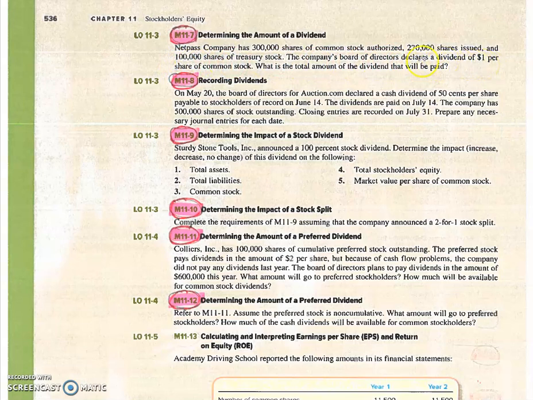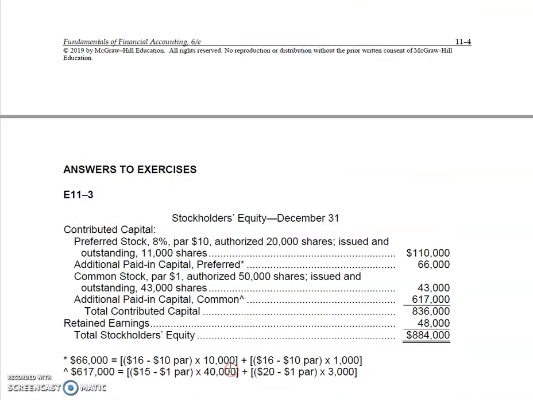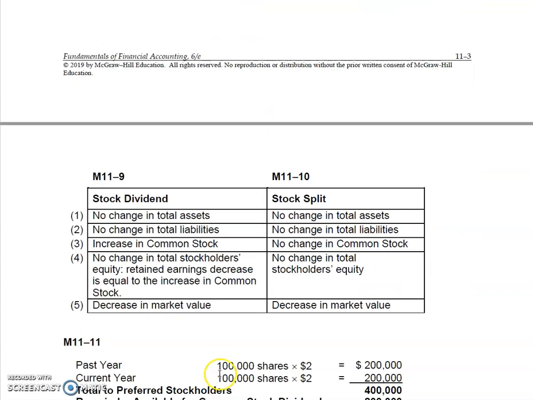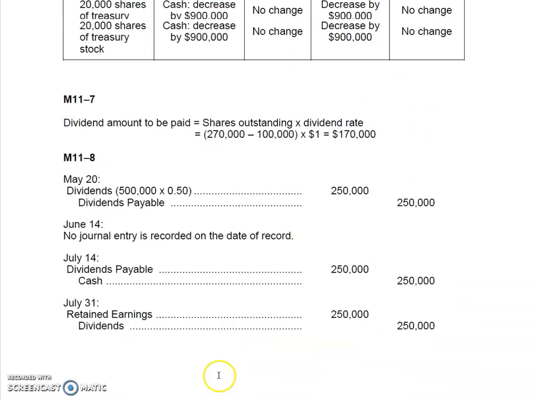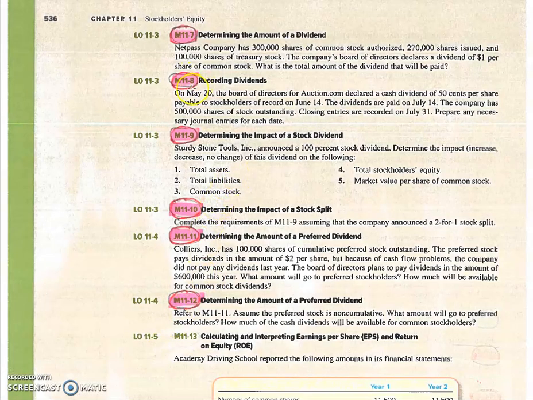So the total amount of the dividend will be $170,000. Sorry, I didn't have that done. So there we have the total amount of the dividend, $170,000. Then we come down here and we're going to have to prepare journal entries here.